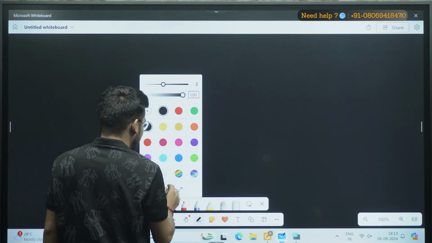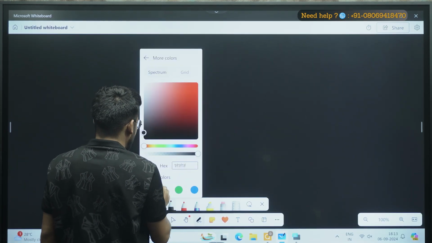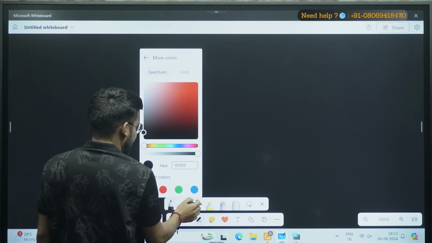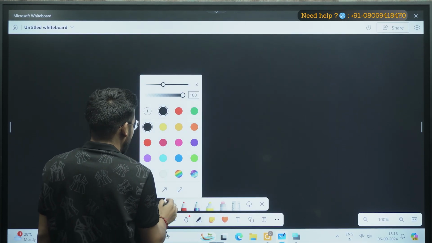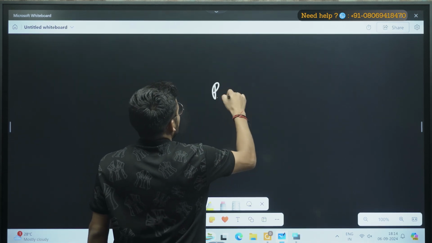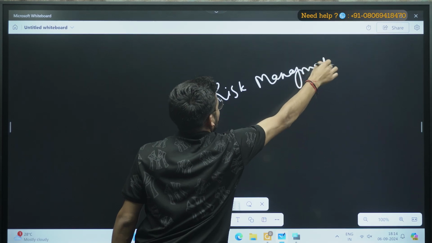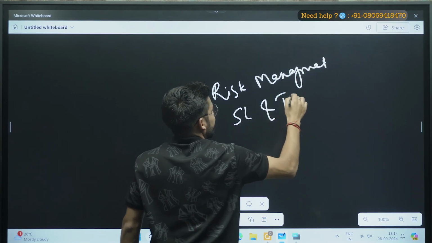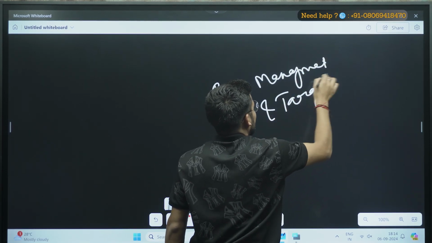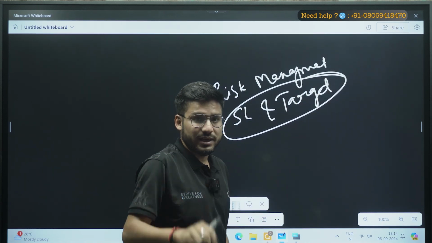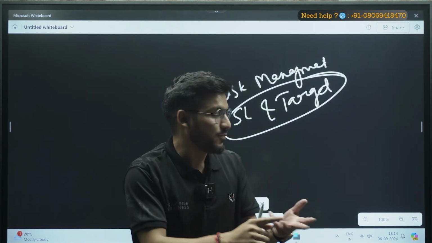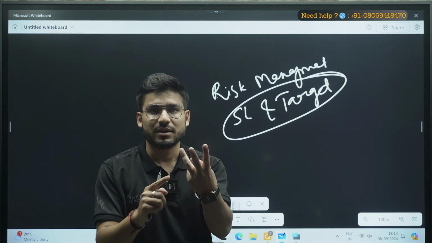I am managing my risk, and managing my risk by what? By putting a stop loss, right? So that is called risk management. When I manage my risk, I put a SL and target, right? These are the two things. Now what is the third thing? I have entered in my trade, I have put my stop loss and target. Now what is the third thing?